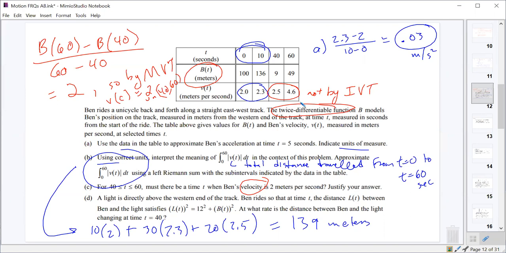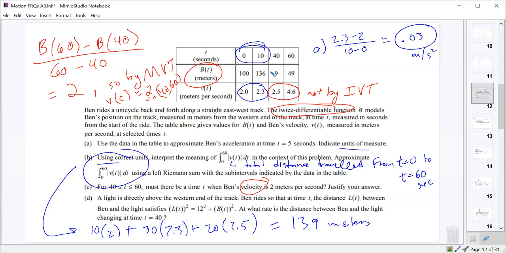For example, for this one, they gave you both b of t and v of t. So if they do give us both, should we check both? Well, if you check the mean value theorem first, then you're good. You don't need to bother with the intermediate value theorem. Or vice versa. If the intermediate value theorem works, then don't worry about the mean value theorem. All right, everybody good there with C?